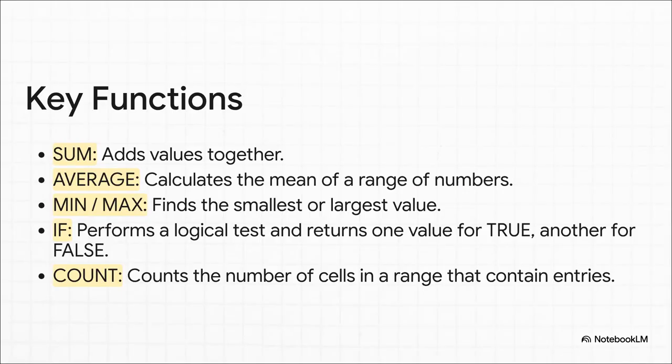These are some of the most common functions you've got to know: sum, average, min, and max. They're pretty clear. The if function, that's like a simple decision maker. If this is true, do one thing. If it's false, do something else. And you'll want to pay special attention to the count function. It just counts how many cells have something in them. That's it. It doesn't actually do any math on the values inside those cells.